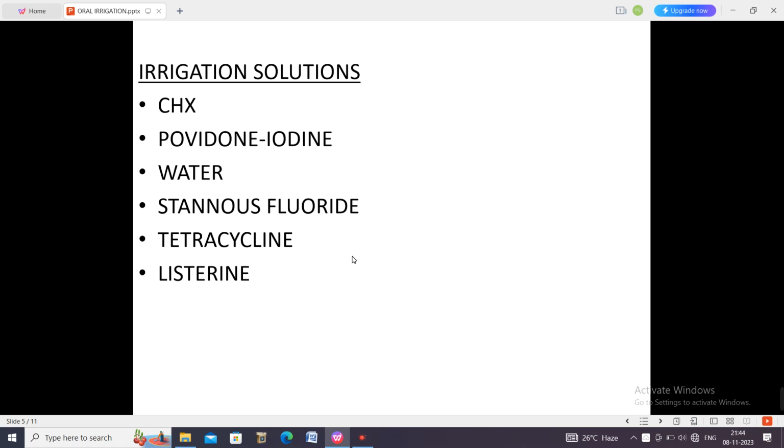So, the different types of irrigation solutions. First is chlorhexidine, second is iodine, third is water, and fourth is stannous fluoride, then tetracycline and Listerine.